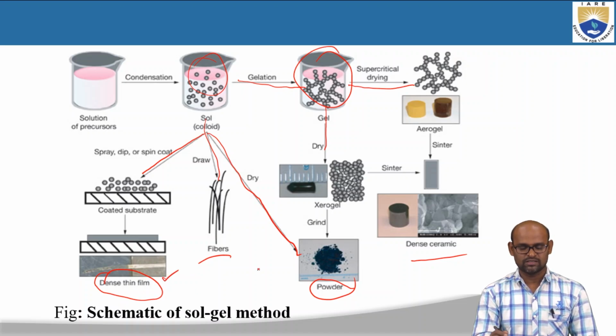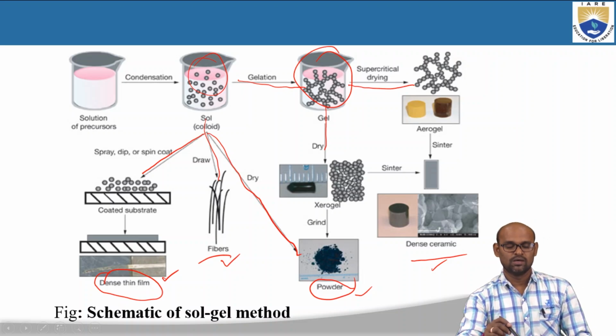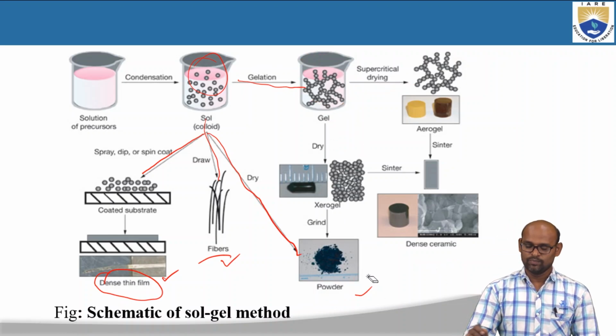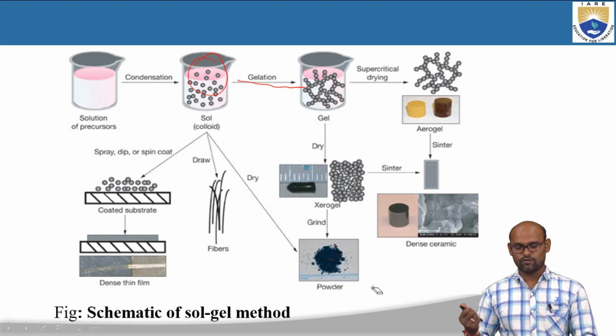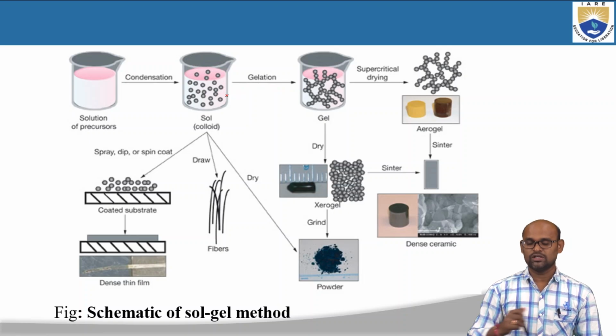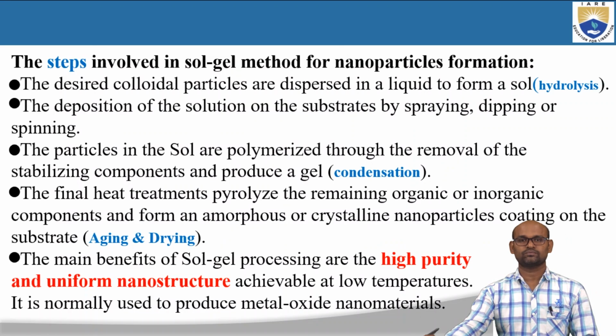So you can get different types of materials using this sol gel method: thin film, fiber, nanopowder, and ceramic materials by various techniques. First you get a solution, you can wait for gelation time, and then drying, supercritical drying and sintering will give ceramic. You can just dry this gel to get nanopowder, or you can directly use this solution to get thin films, fibers or powders. So using this sol gel method, you can prepare different kinds of nanomaterials.